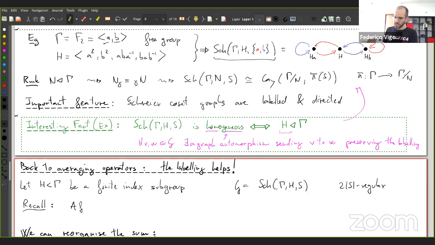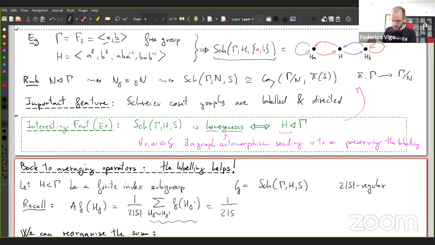The averaging operator A applied to a function F at the vertex Hγ, because vertices are cosets, is defined as the average: 1 over 2S of the sum over all edges starting at V and ending at W, where the vertices are Hγ and Hγ prime, of F of Hγ prime. But we can use the labeling to rewrite this sum in a slightly more pleasant way. We get 1 over 2S times the sum over the elements in the generating set and their inverses.